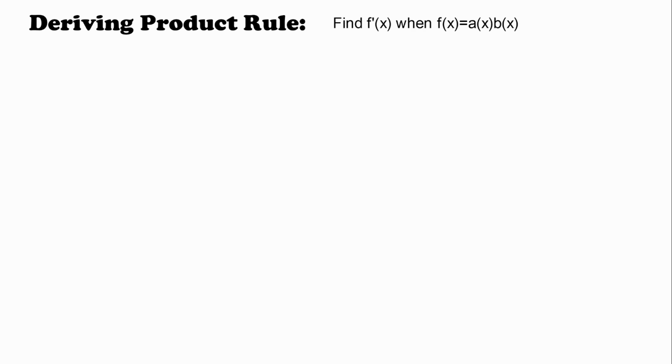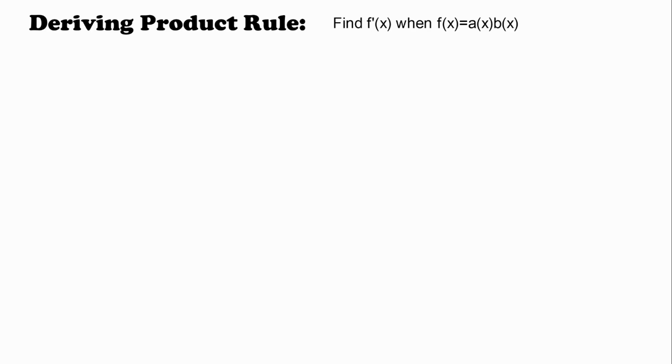So we talked about the power rule before in a previous video. Now let's talk about the product rule. The product rule is finding the derivative of a function that is the product of two functions of that same variable, when f of x is equal to a of x multiplied by b of x, and both of these functions are functions of x.